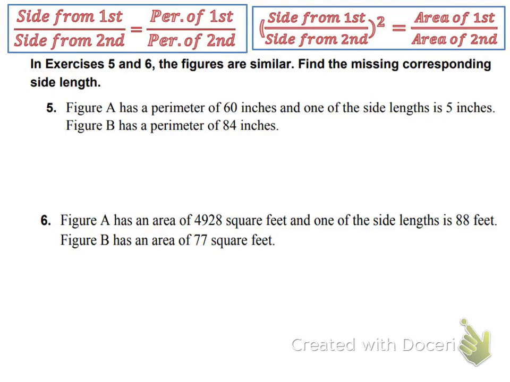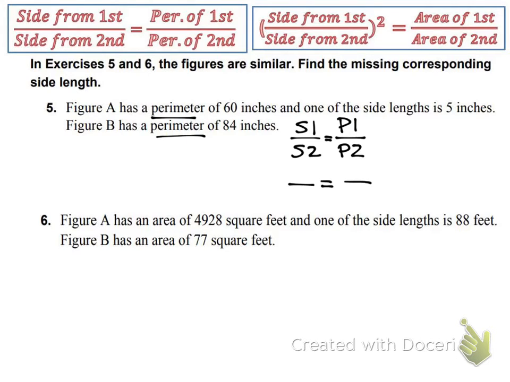So in these two, we're given parts of the formula and have to find one of the sides. So in this first one, am I going to use perimeter or area? Perimeter, how do I know? It says the word, right? So side 1 over side 2, this is the abbreviated version, equals the perimeter of the first over the perimeter of the second.